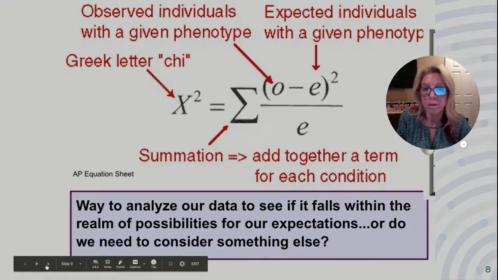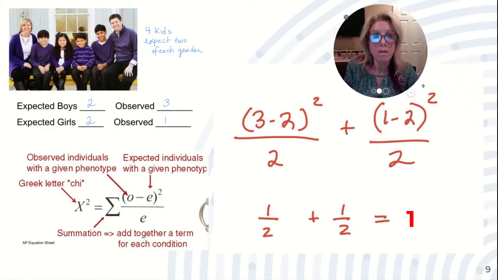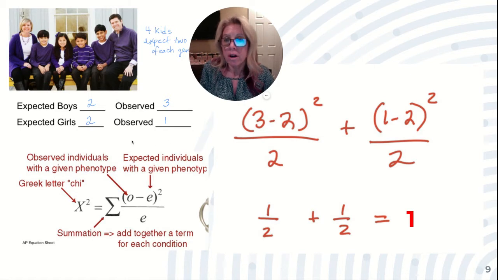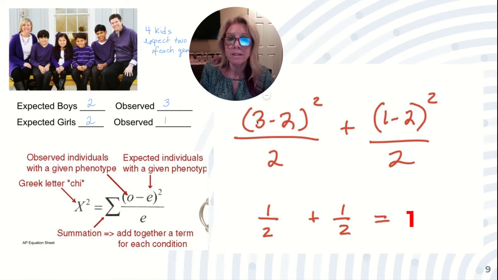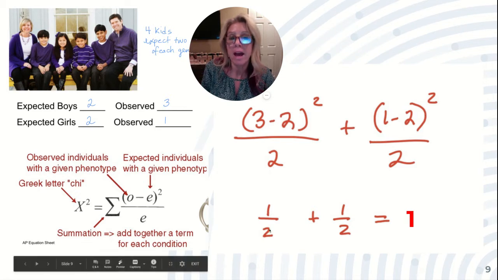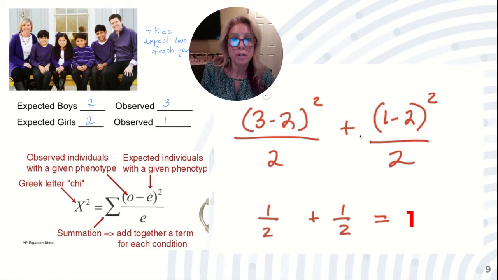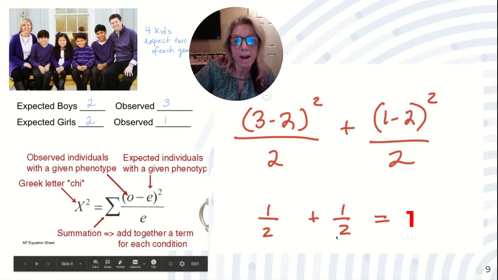So let's try that with this family right here. Here's our observed and our expected. I observed 3 boys. I expected 2 boys. So it's 3 minus 2, which is 1. 1 squared is 1 over what I expected, 2. So that would be a half. I do the same thing for the girls. I observed 1. I expected 2. I'm using this formula right here. 1 minus 2 is minus 1, but when you square it, it's still a positive value. So that's 1 over 2, which is 1/2. So that would be 0.5 plus 0.5, which equals 1.